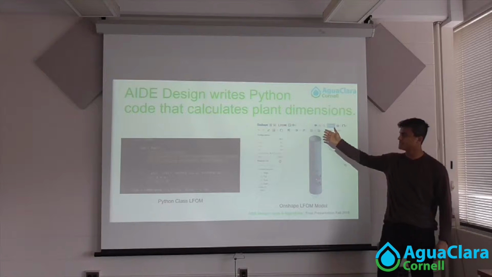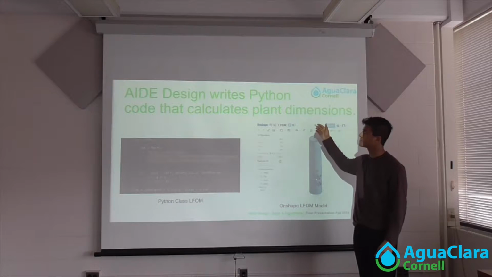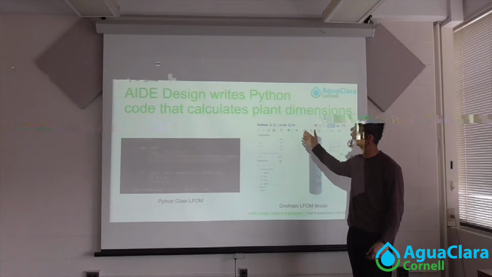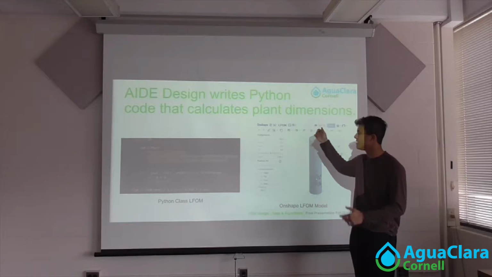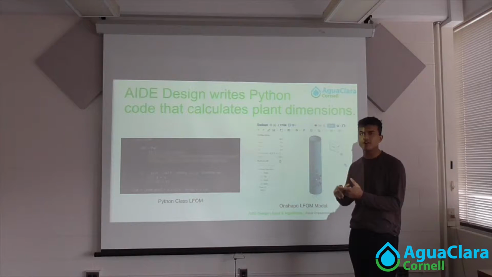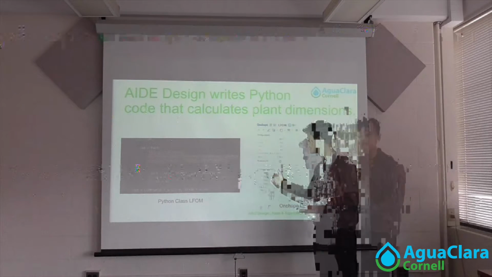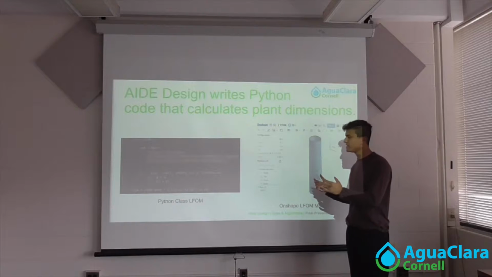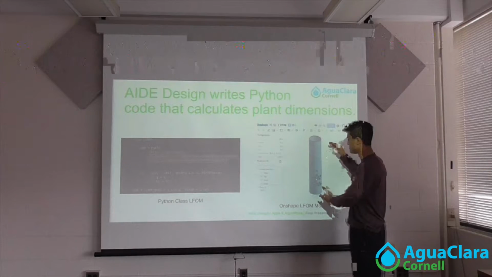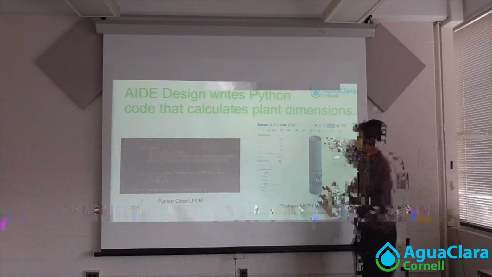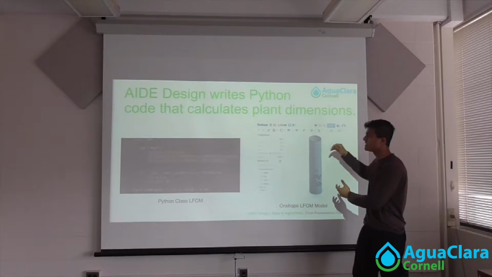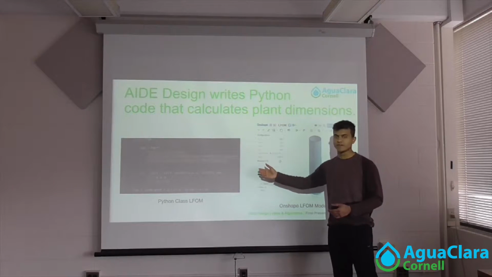So what does AIDE Design do? AIDE Design is tasked with writing Python code that calculates the geometric components of plants, of all the parts of a plant. So the Elefante, the Flocculator. In this example, we're doing the Elefante. So first, we wait for AIDE template to draw the model of the plant component in Onshape, and then we can write code that basically reconfigures it.